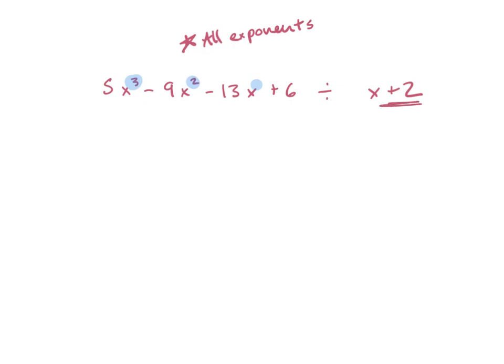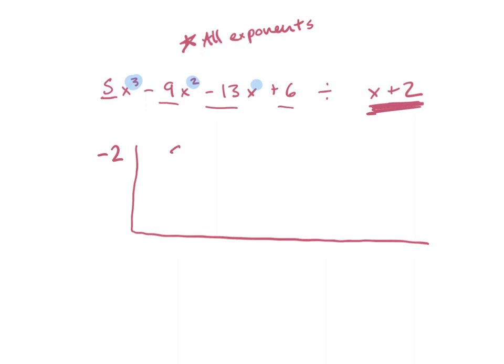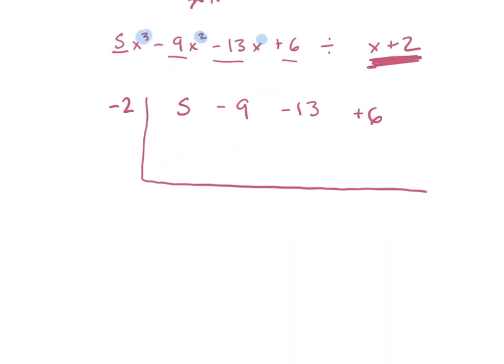For synthetic division, we need to change our sign of what goes on the outside. So since this is an x plus 2, on the outside we're going to put a minus 2. And then we just write all of our coefficients inside the box. So we have 5, minus 9, minus 13, plus 6. We drop down our 5. Now we multiply what's on the outside. So we have -2 times 5, which would be -10. We add the inside, so -19. Multiply the outside, so -2 times -19 is 38. Add the insides together, 25. -2 times 25 would be -50. -50 plus 6 would be -44.